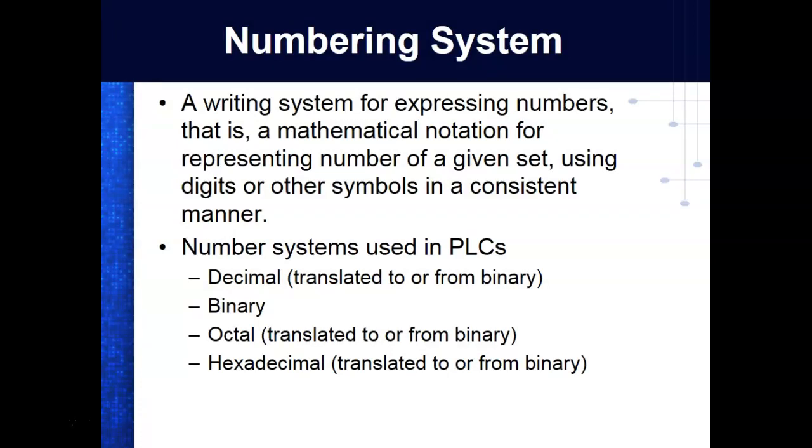Number system. A number system is writing numbers or expressing numbers. Mathematical notation for representing numbers. Number systems used by PLCs. Of course, decimal. The PLC does not know what decimal is, but your application program does. And your application program will take a decimal number and convert it to binary for you. But it's real nice. It means a lot of my numbers I can enter in decimal. Everybody understand that?